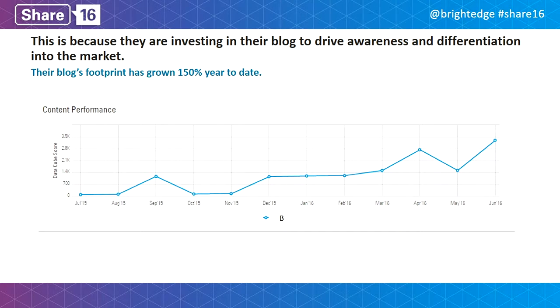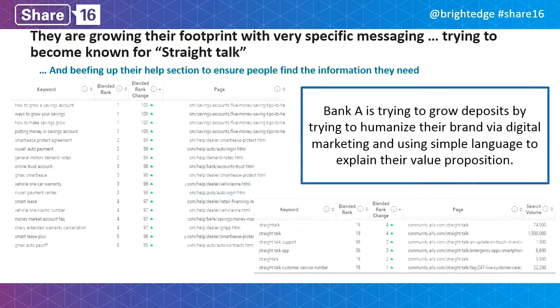Now you think, okay, what does a blog contain, right? Assets, checking accounts, money markets, whatever it may be. Well, no, that's not what they're trying to do, right? What you're seeing is they're growing their footprint with very, very specific messaging, and they're backing it up because they don't have the branch, right? So what you're seeing here is Bank A is trying to really brand themselves as straight talk, right? I can give you what you need, when you need it, very, very simply.